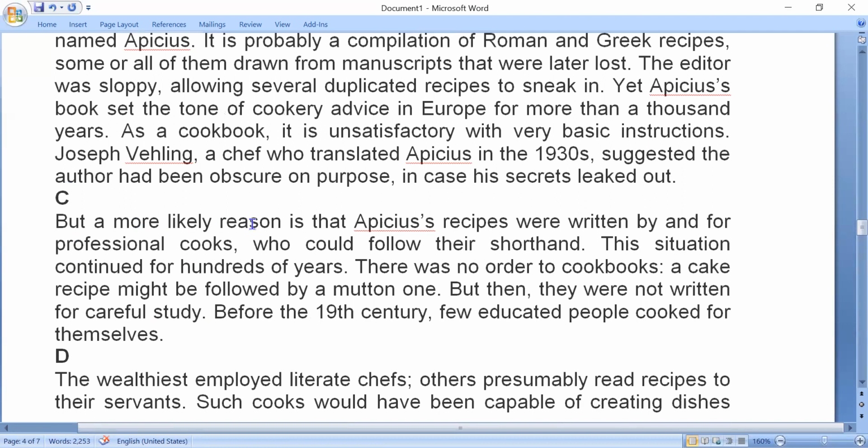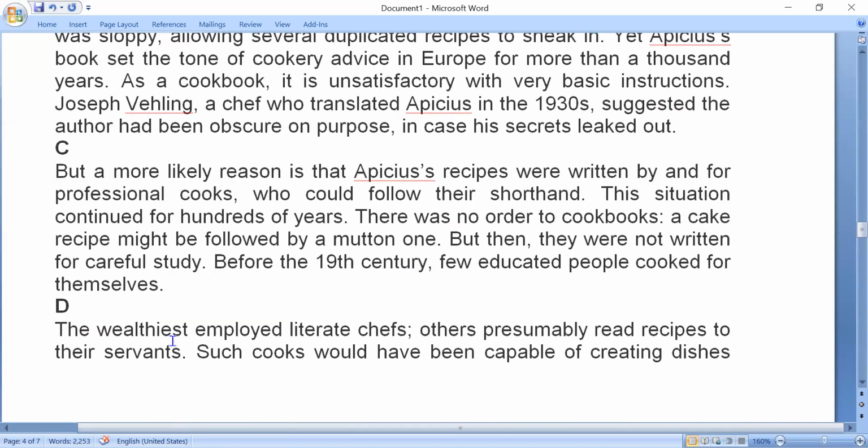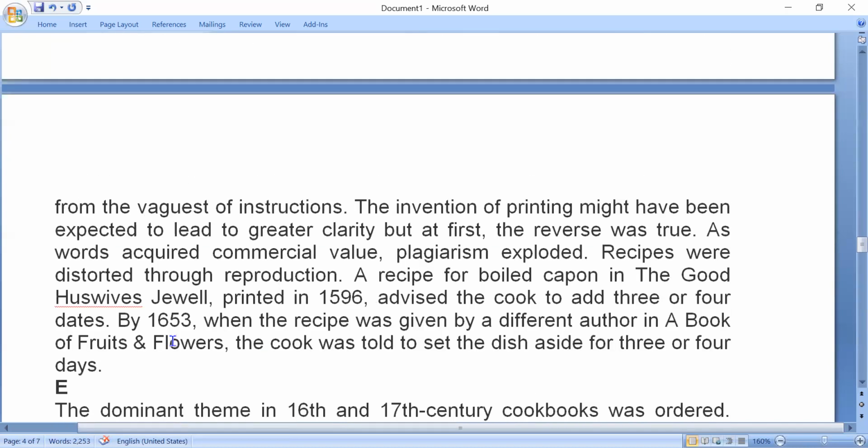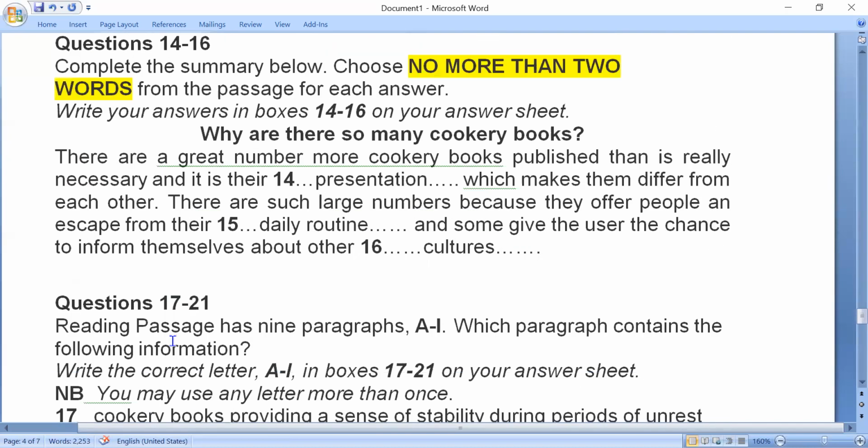But a more likely reason is that Apicius' recipes were written by and for professional cooks who could follow their shorthand. This situation continued for hundreds of years. There was no order to cookbooks. A cake recipe might be followed by a mutton one, but they were not written for careful study. Before the 19th century, few educated people cooked for themselves. I think we have to ditch it as well because we are not sure about it.